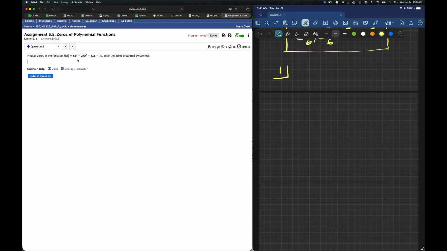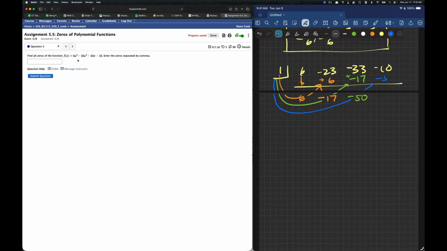I'm going to write the coefficients of my polynomial: 6, negative 23, negative 33, and negative 10. I'm going to bring down the 6, multiply that 1 times the 6, and add those two numbers, and I get negative 17. I take this 1, multiply it times negative 17, and get negative 17. Negative 17 and negative 33 is negative 50. Now I take this 1, multiply it times negative 50, get negative 50, add those two numbers, and I get negative 60. For 1 to be a root or a zero, negative 60 should be 0. That location should end up being a 0.